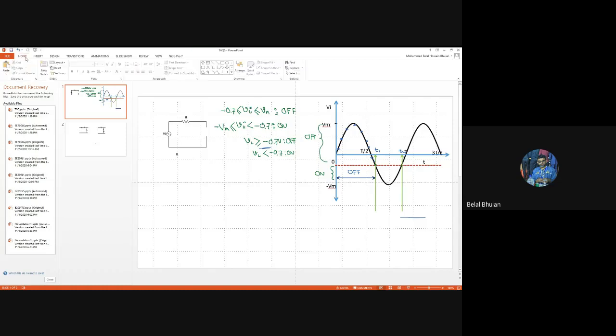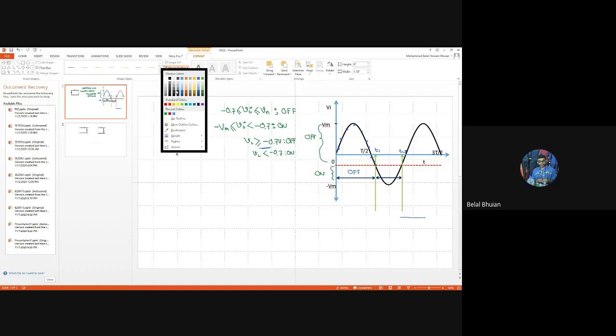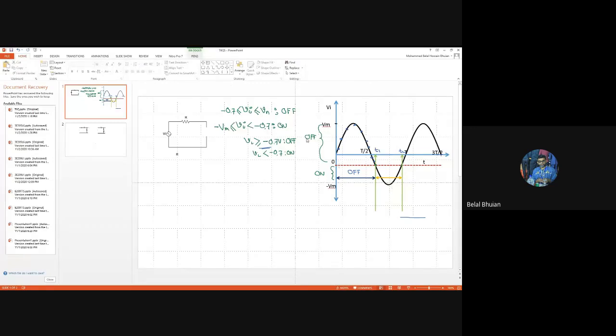Similarly, from T1 to T2, if you consider any points on the signal, you see all the values of the input signal are below that transition state voltage line. So in that case, we know that if Vi is less than minus 0.7, it's on.